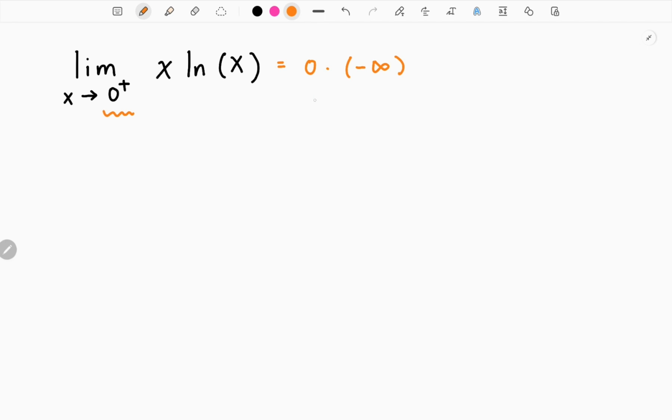So now we have a form of 0 times negative infinity, which in calculus is called an indeterminate form. An indeterminate form just means your answer or your limit is not set yet. These forms suggest that further analysis or algebraic manipulation is needed to find the limit.